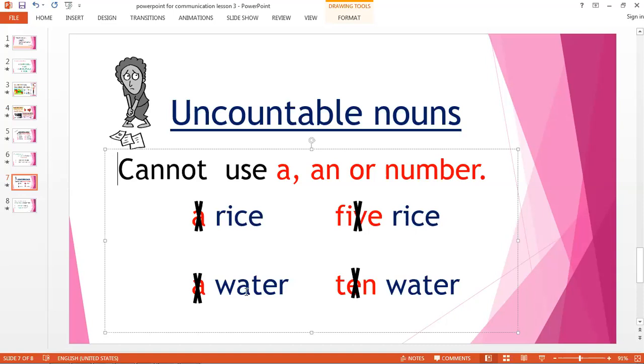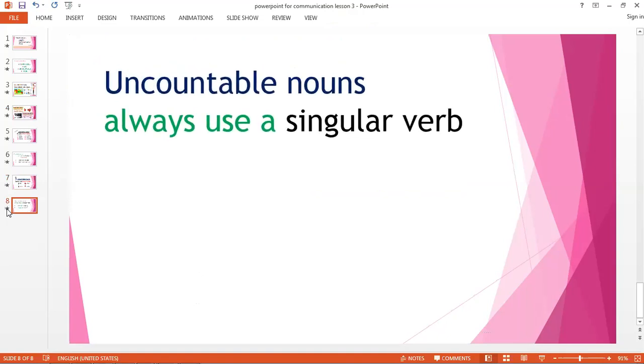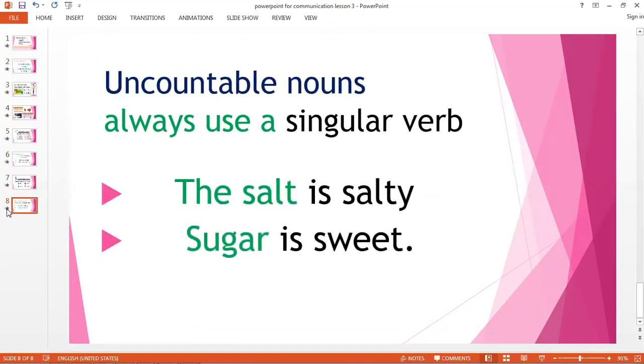Okay? With water, you cannot say ten waters. You cannot say five rices. No. There are no words that can be used for a plural form in uncountable nouns. Remember again, uncountable nouns are always in a singular form. Uncountable nouns always use a singular verb.